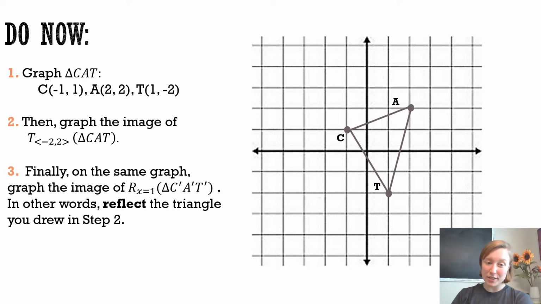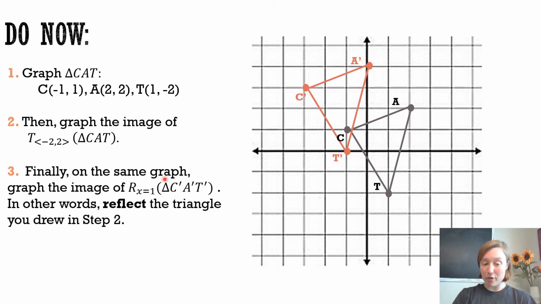So number 2 says graph the image of the translation of triangle CAT by negative 2, comma 2. That means we're moving it to the left 2, right? Negative 2 on the x-axis. So we're moving from point C, for example, over, and then we're going to move it 2 up. So backwards 2, up 2 for C, and then backwards 2, up 2 for A, and then backwards 2, up 2 for T. So my new C prime, A prime, T prime triangle ends up in this upper left quadrant of the graph. And notice I've labeled my points, so please do that.